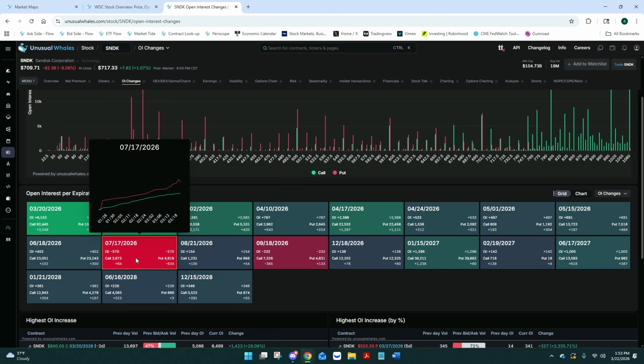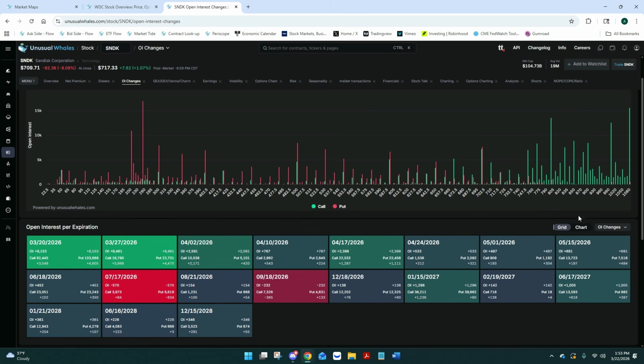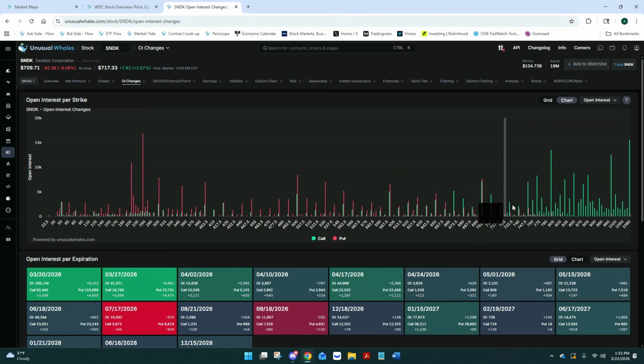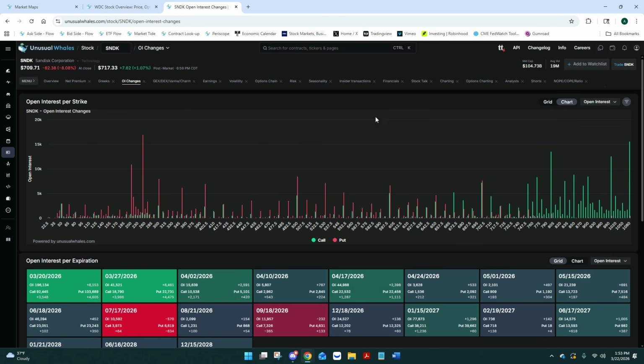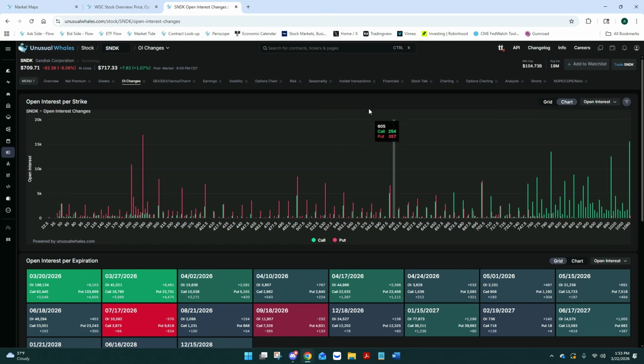You can see that this expiration had a lot of open interest drop off there. So you just get that quick visualization. And if I'm trying to look at this, let's pop this back to open interest here. If I'm looking at open interest, maybe I'm seeing some action, and this was a bearish setup. So I'm looking for puts essentially here.